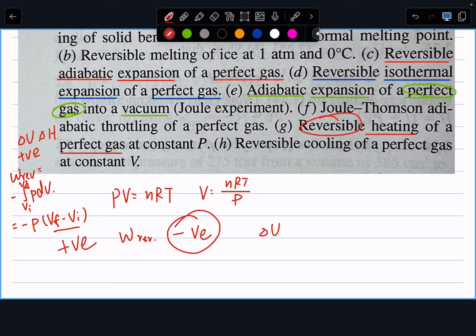And what about Q? Since my delta U equals W plus Q, and we know that our delta U is positive and my work reversible is negative, my Q must be positive. So my system must be absorbing heat from the surroundings for this reversible heating of a perfect gas at constant P.